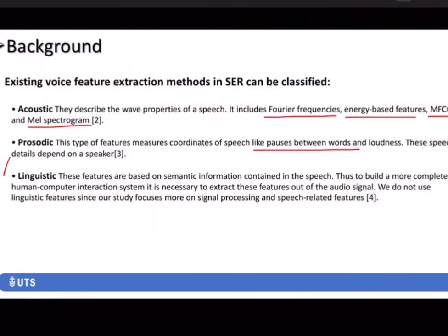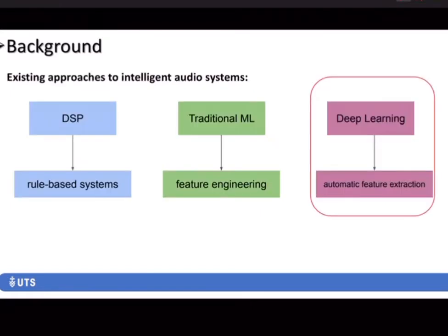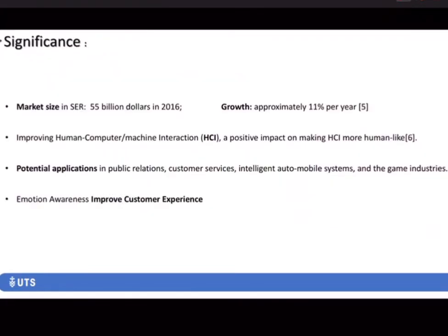Linguistic features are based on the semantic information contained in the speech. We don't use the linguistic features in this study because they are not related to speech signal processing. We are most focused on speech signal processing in this study. Existing approaches to intelligent audio systems are rule-based systems in DSP, feature engineering methods in traditional machine learning, or, more recently and very popularly, automatic feature extraction using deep learning.